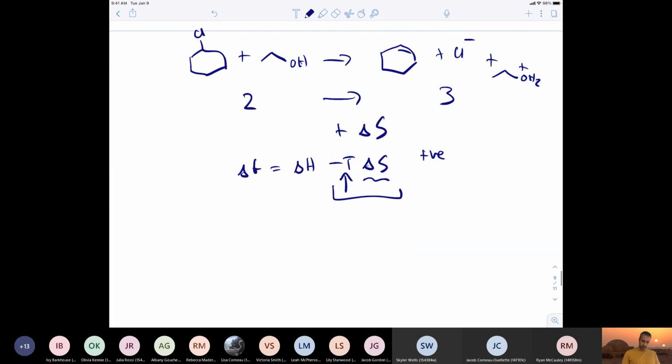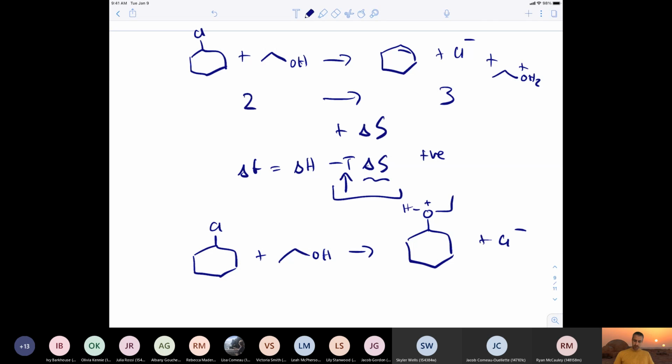For Sn2 or Sn1, I guess you have this, right? 2 goes to 2. So that means delta S is going to be small, very close to 0. Temperature will speed it up, but it speeds up the elimination more. The elimination benefits a lot more because it produces more particles and you have a greater positive delta S. So that was the explanation for why heat helps elimination in 1 minute.